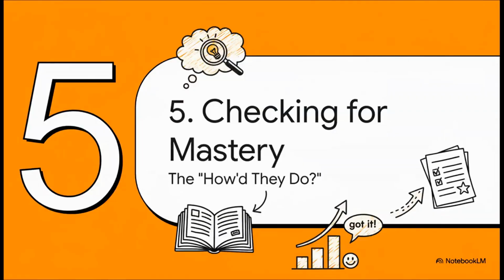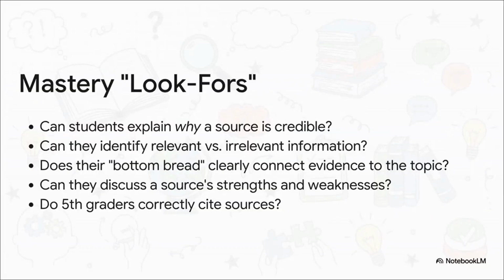And finally, how do we know they've actually got it? Let's talk about how to check for understanding and what mastery of this standard really looks and sounds like in your students' work. So when you're checking for mastery, the magic word you're listening for is because. A student who really gets it won't just say a source is good, they'll say, this source is credible because it was written by an expert. And their bottom bread on their sandwich will make a super clear, logical connection. That's when you know they've got it.